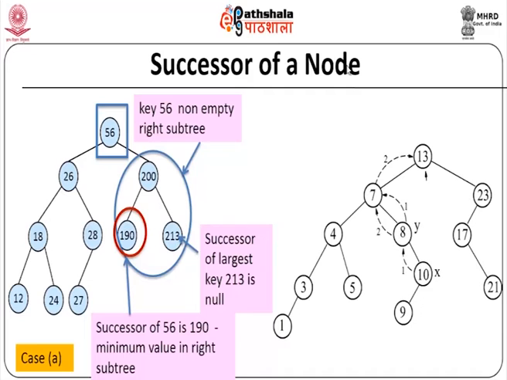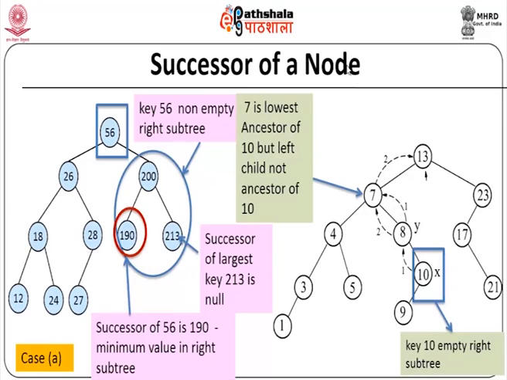Now let us look at another tree that we are taking, and here I want to find key 10, which has an empty right subtree. Now, I want to find the successor of this. How do I go about this? I look at the ancestors. Now, 7 is the lowest ancestor of 10, but the left child of 7 is not an ancestor of 10. That is the condition we have. I will repeat again. I have to find the lowest ancestor of 10, and ancestor means you go up the tree and you find 7.